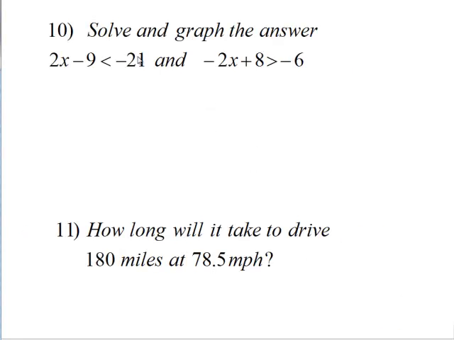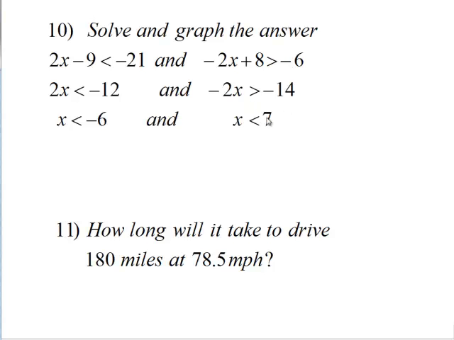Okay, 10, solve. If you'll solve this one, add 9 to both sides. So negative 21 plus 9 should be negative 12. Divide by 2, so x is less than negative 6. With this one, subtract 8, you get negative 14. Divide by negative 2 makes it less than, because we divided by a negative, 7.